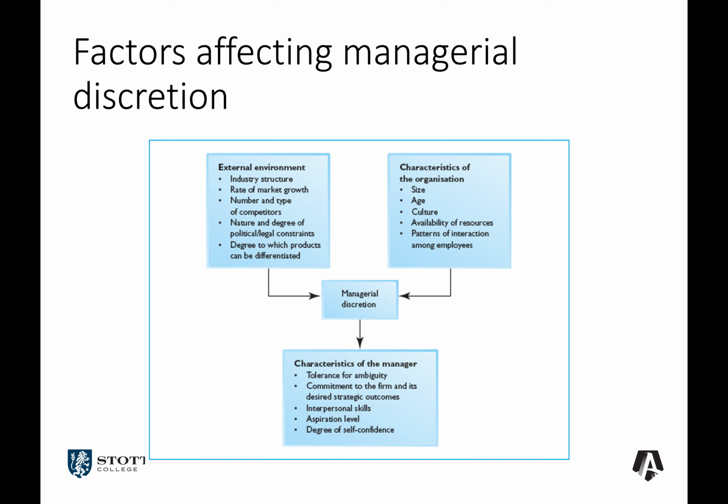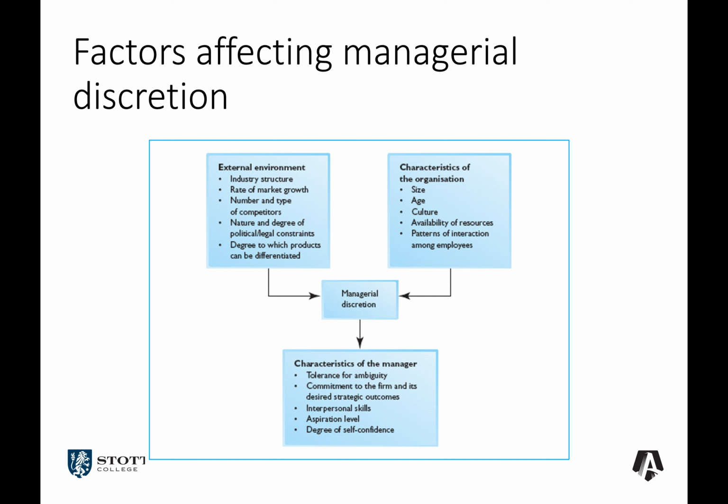The size of the organisation. Larger organisations may have more scope because they have more resources, but they may have more bureaucracy because of their size. The age of the organisation. Early on, managers may have less decision-making ability because the top manager is the owner and makes all the decisions, or they may have much more scope to make decisions because there's no bureaucracy set in place.